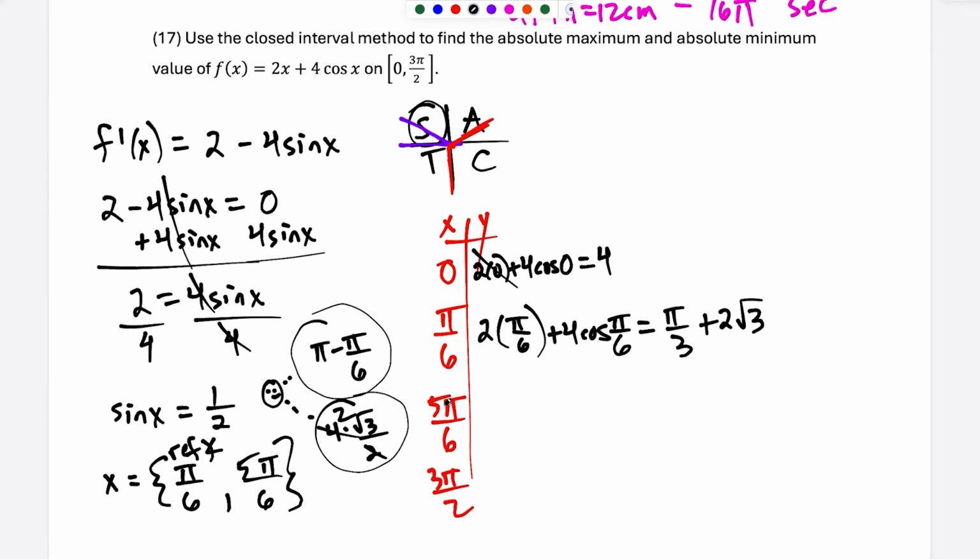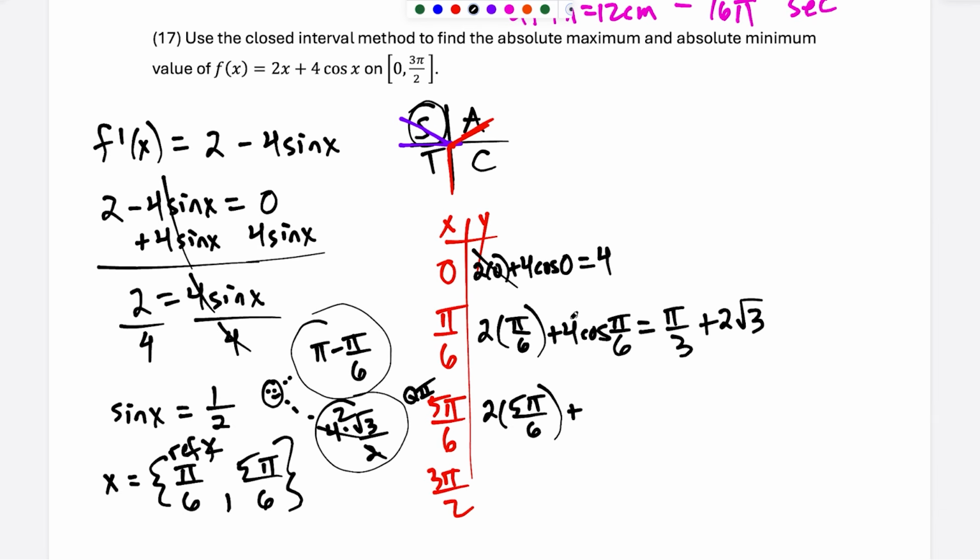And then for the next value here, at 5 pi over 6, we would be in quadrant 2. Okay, notice this is a quadrant 2 angle. So if I plug that into cosine, I'm going to get something negative. So I'm going to have 2 times 5 pi over 6, and then I'm going to have plus 4 times cosine 5 pi over 6.